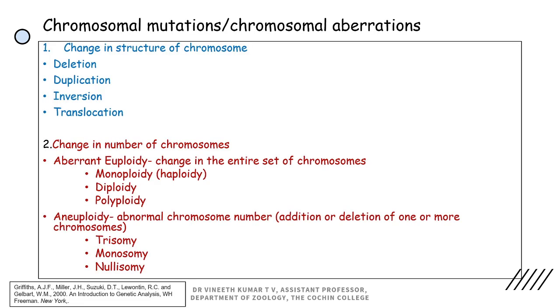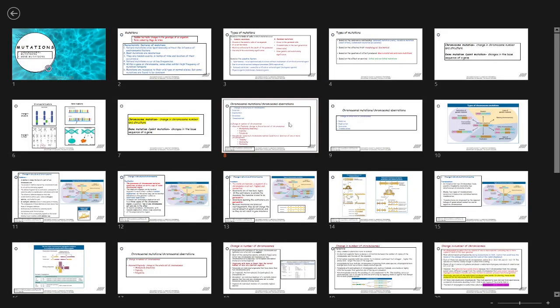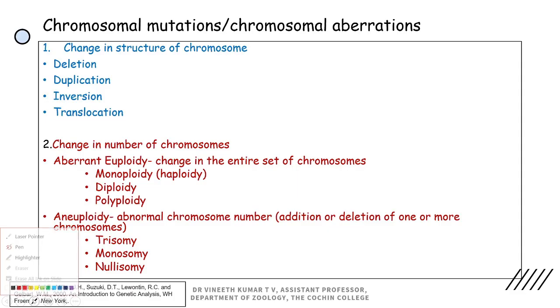So, chromosomal mutations or chromosomal aberrations, as we said, will be discussed under two different heads. One is the change in chromosome structure. In that, we'll discuss deletion, duplication, inversion, and translocation.